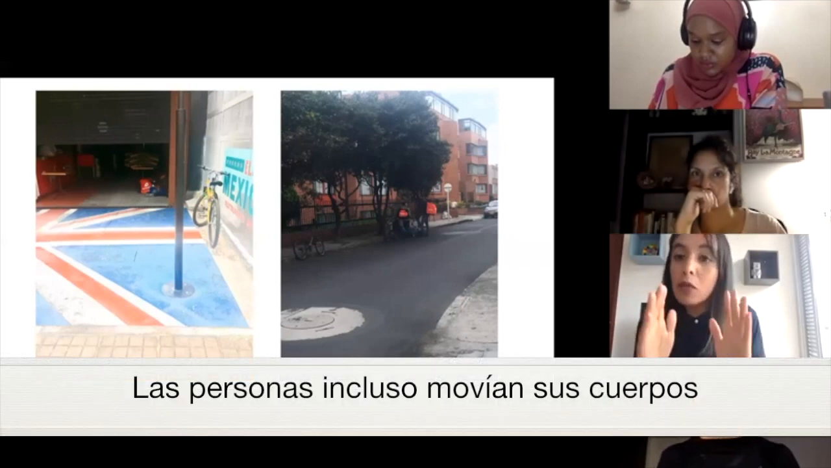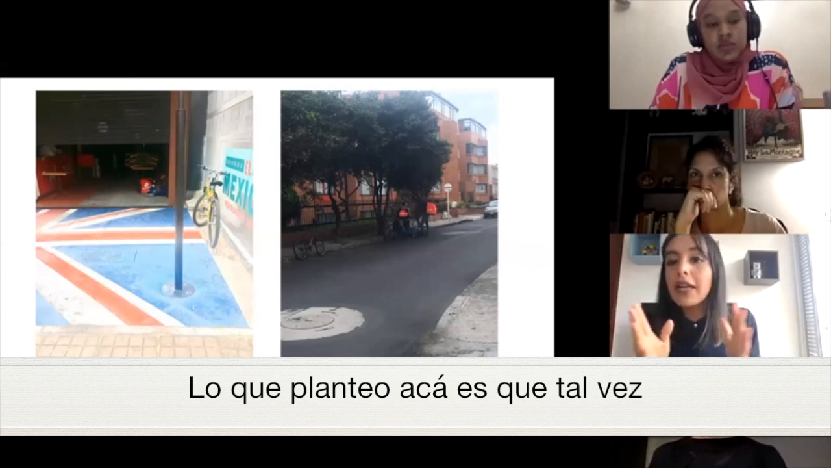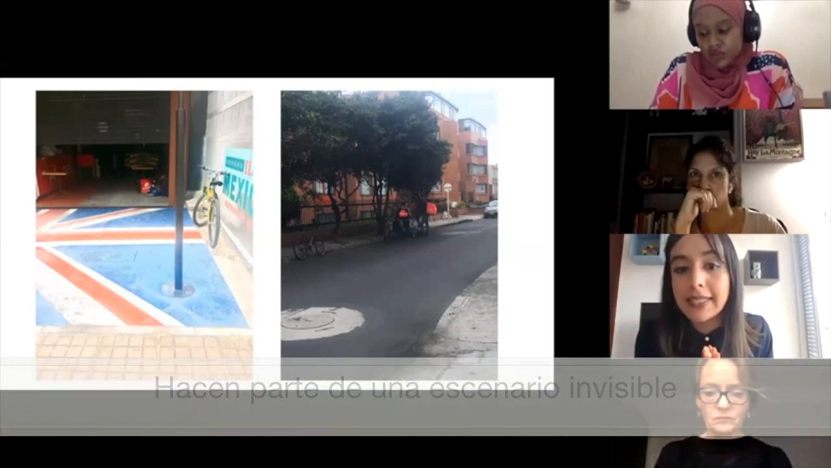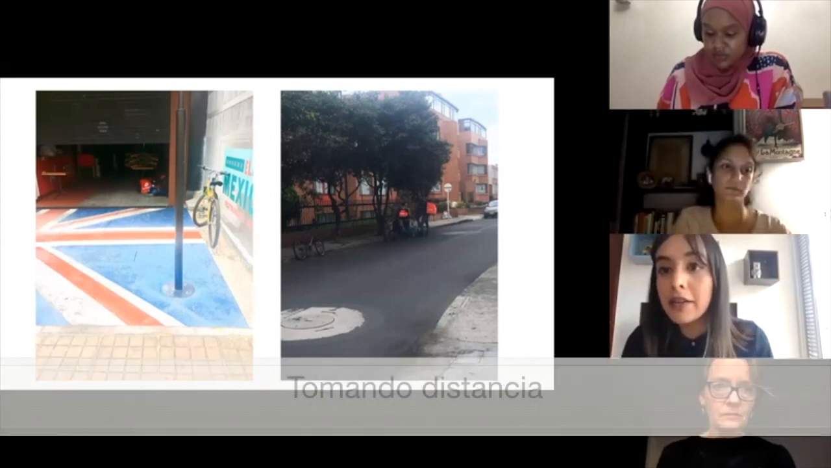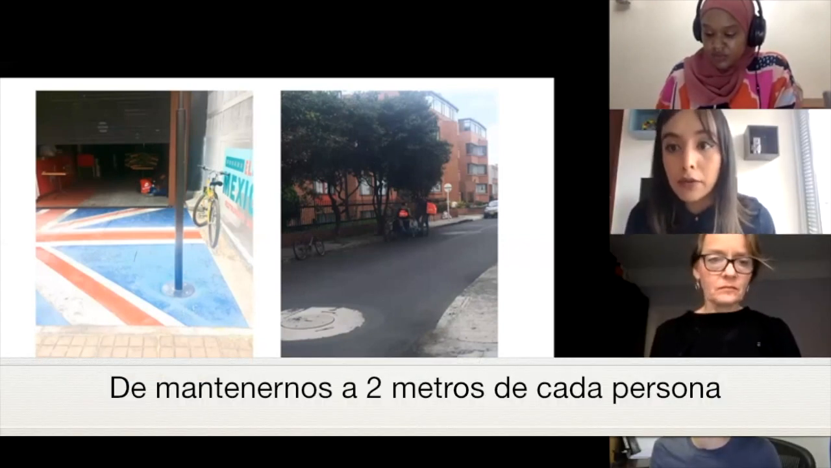They would even move their bodies not to touch them, because they do. So what I'm saying here is that they perhaps become an invisible landscape. They are not keeping their distance. They are not following the rules of being 2 meters apart from each other.